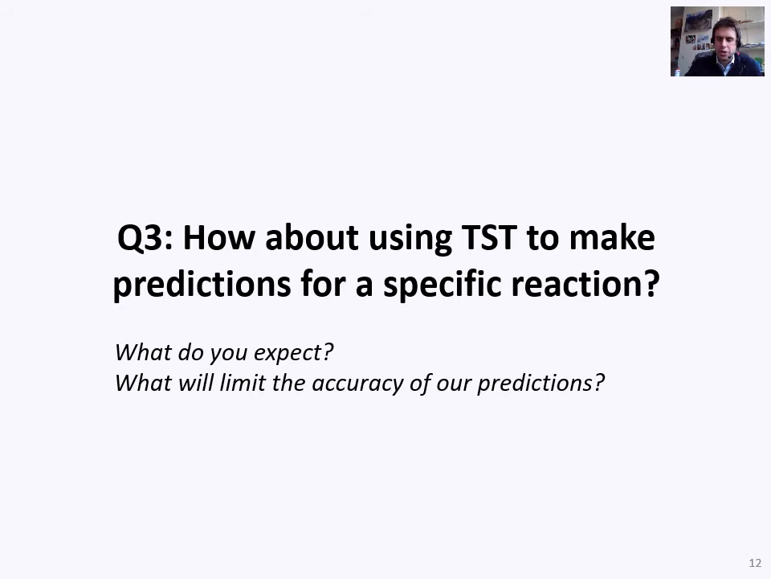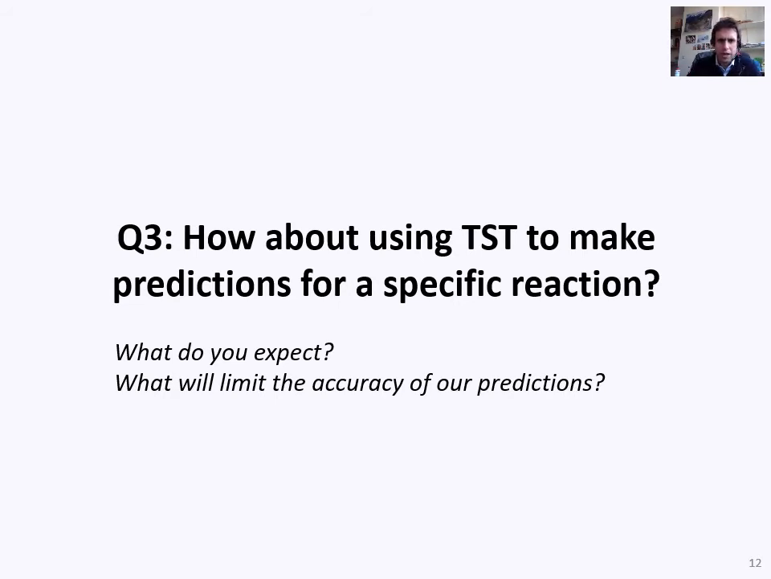Can we do predictions for a specific reaction? The previous example was a reaction type. Now what I want to look at is whether we can actually get a correct answer for any specific reaction, if we take into account as much as we can at the moment.